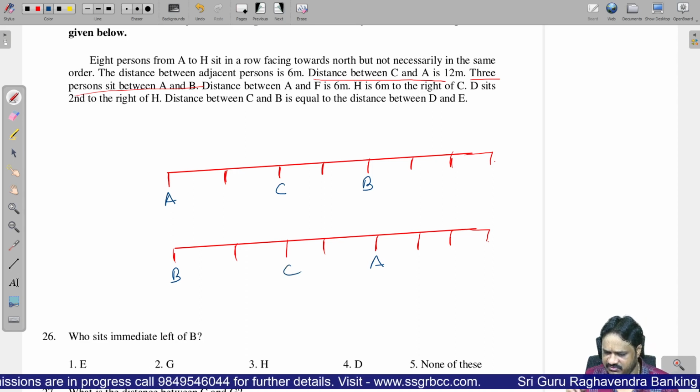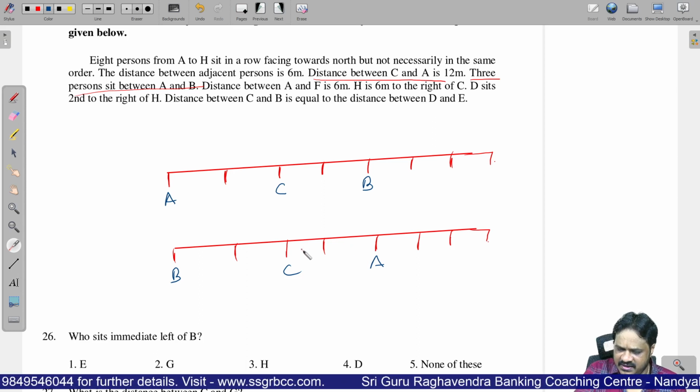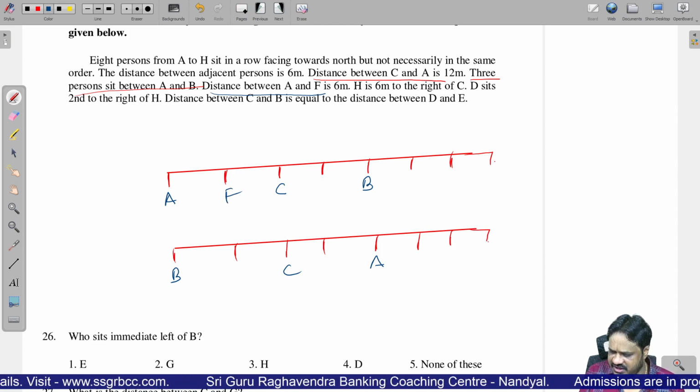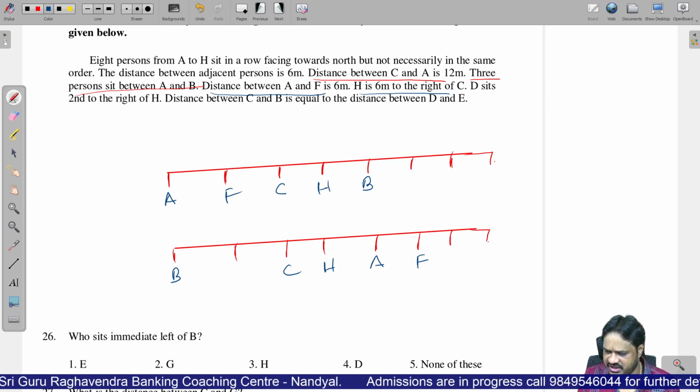This is 12 meters. Why? Because this is 6, 6, 12. Then distance between A and F is 6 meters. H is 6 meters to the right of C.